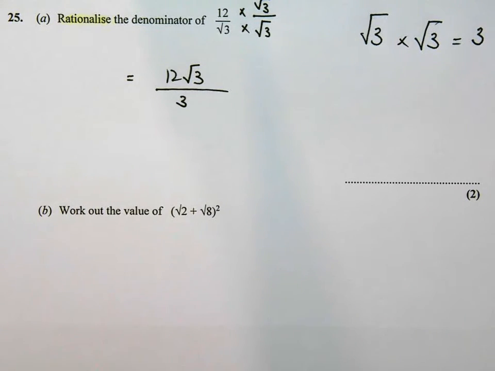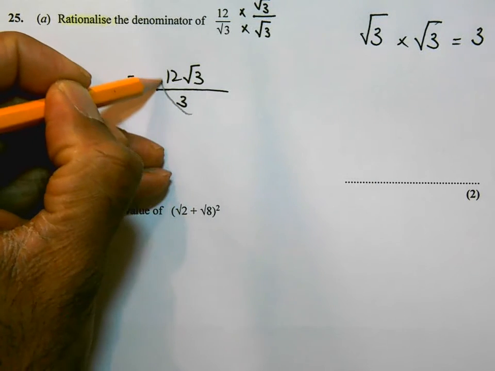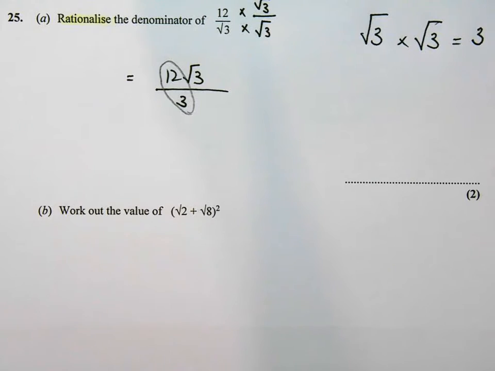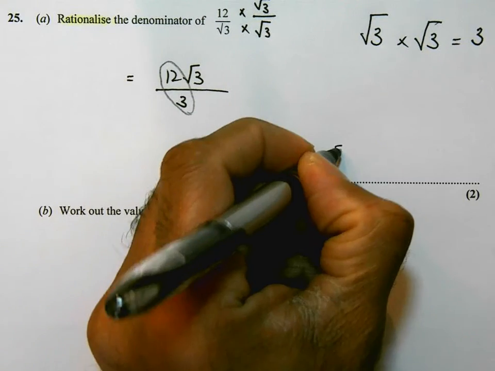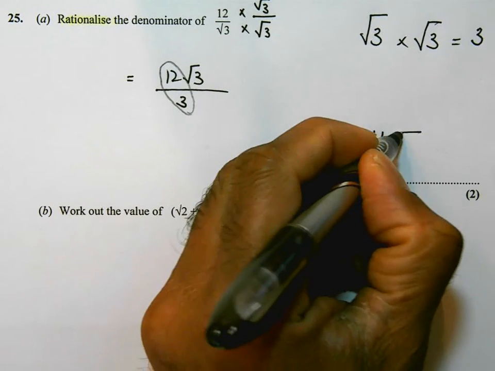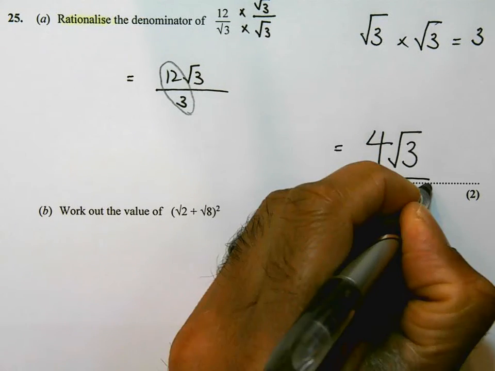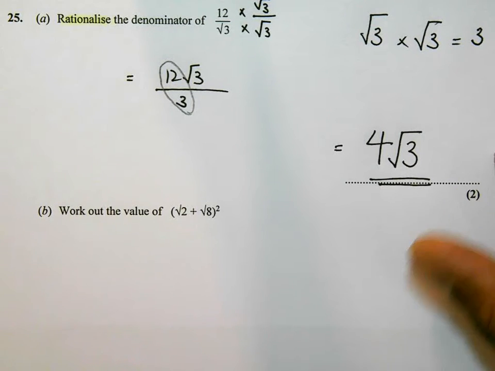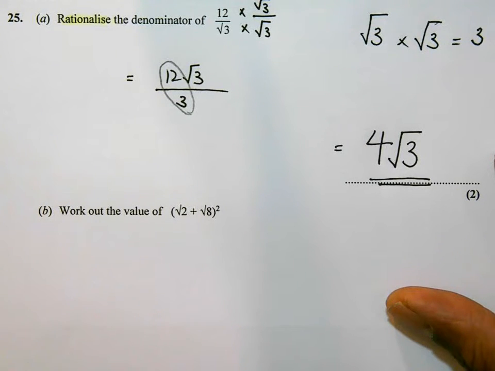Now we need to simplify this, and that's just focusing on this part of the question. 12 divided by 3 is 4. So my final answer is going to be 4 root 3. And there's my answer. You need to make sure you're familiar with that. You can do it, and you are able to do it without much of a problem.